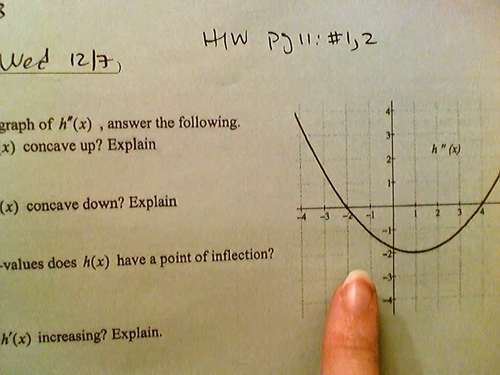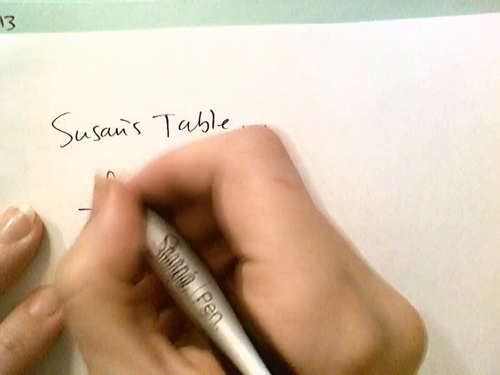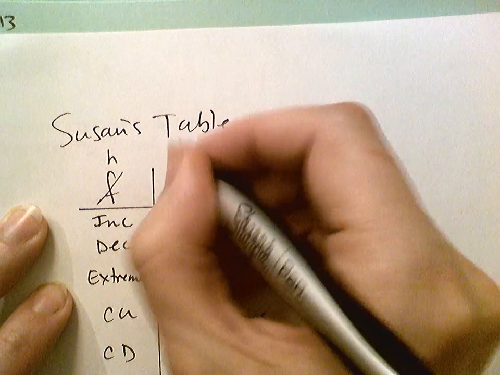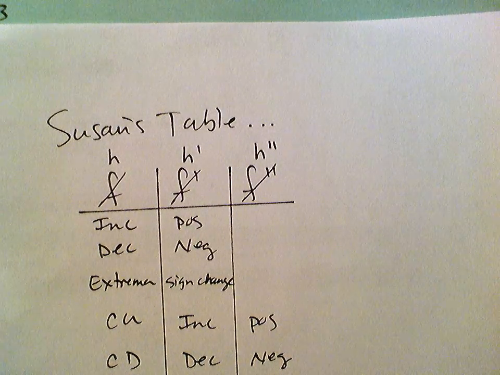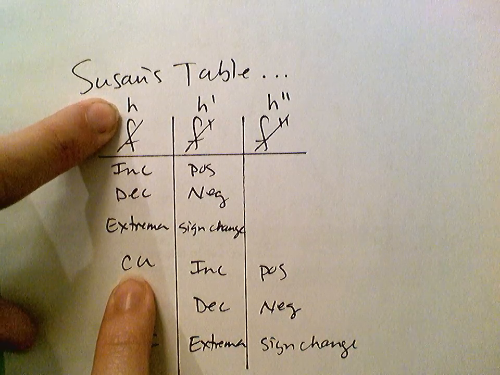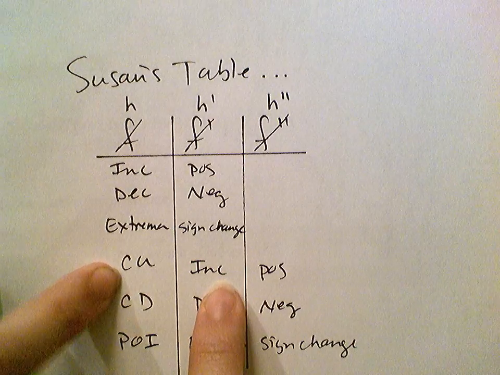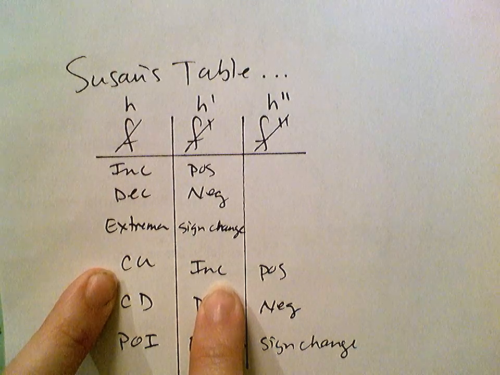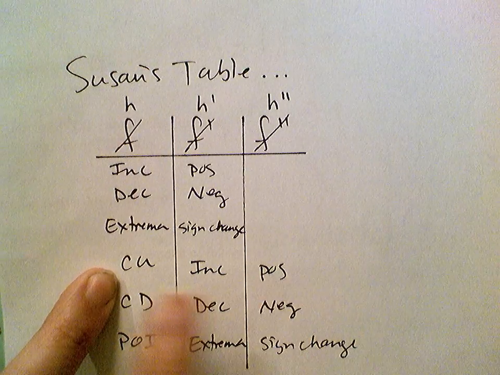Well, looking at h double prime and knowing the information in this table, they want to know, and this is not really necessary, but let me do it. Our function's called h instead of f. So we want to know, when is h concave up? Well, h is going to be concave up when these other things happen. And since we're looking at the graph of h double prime, we're going to be looking for where h double prime is positive. Where h double prime is positive, the original function will be concave up.